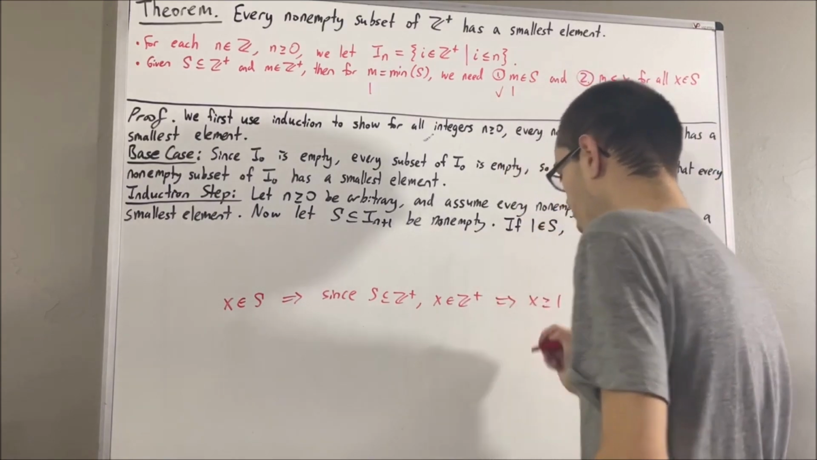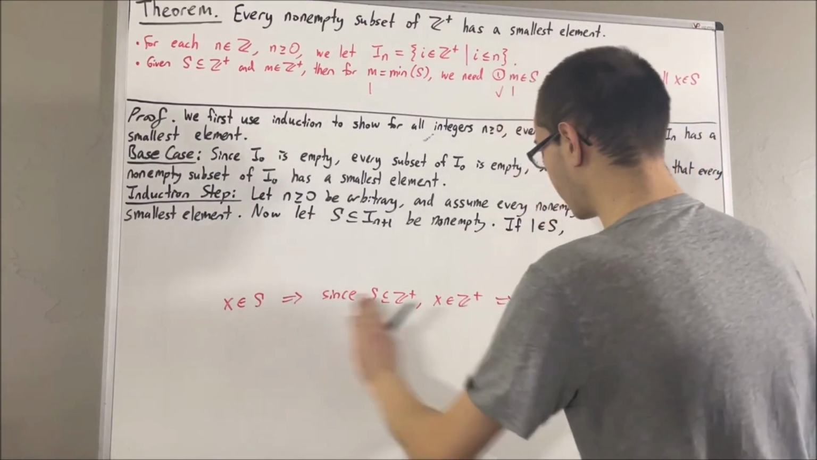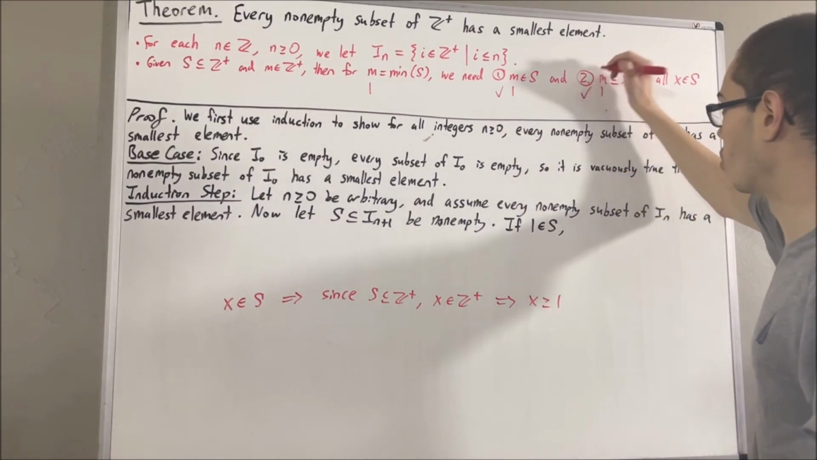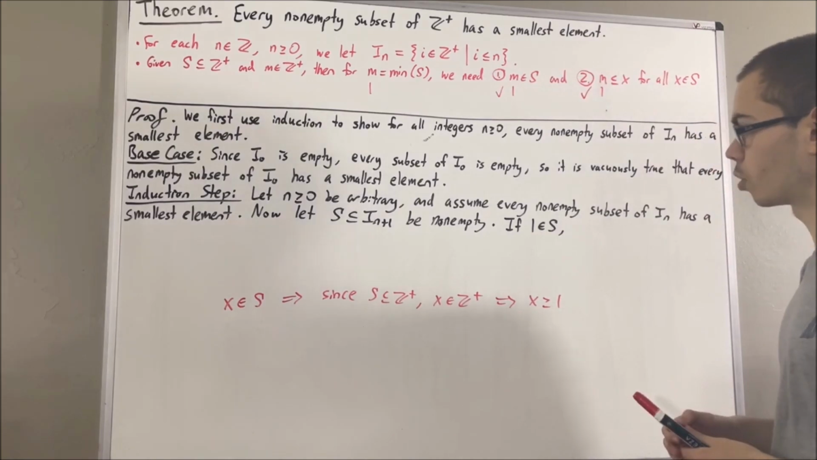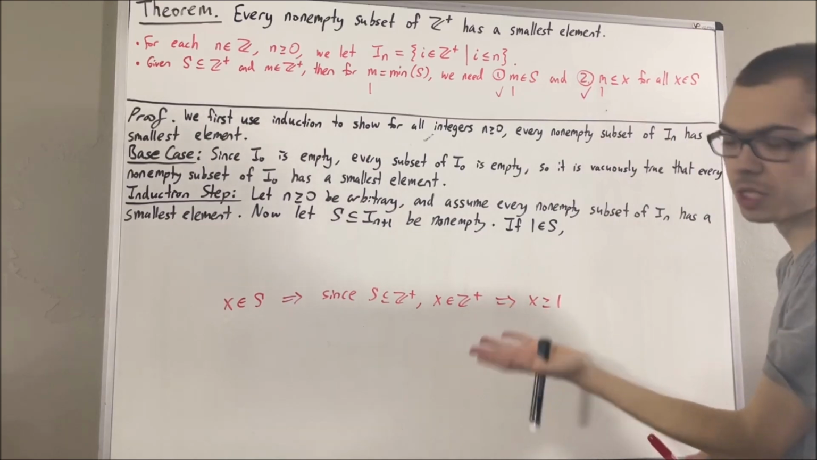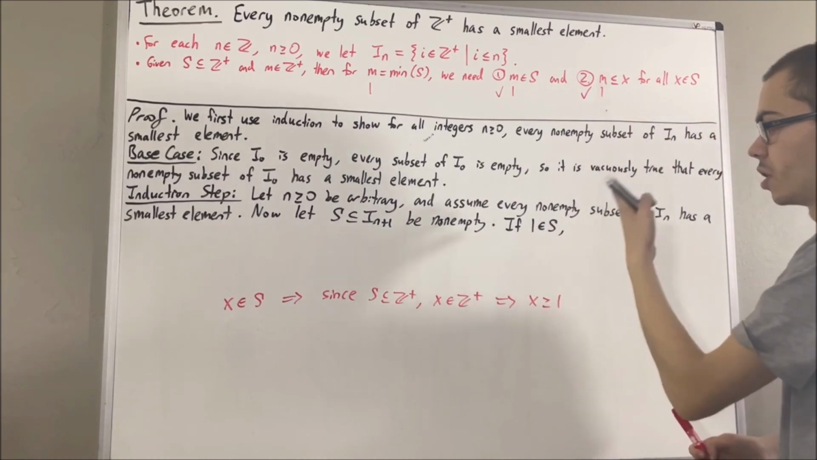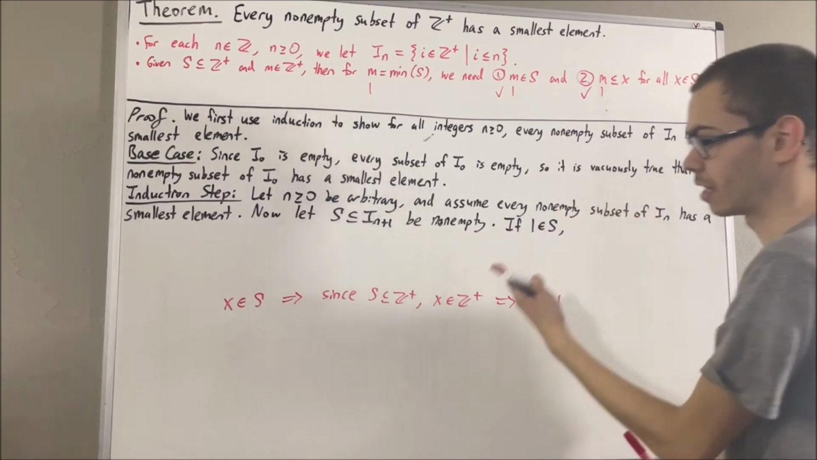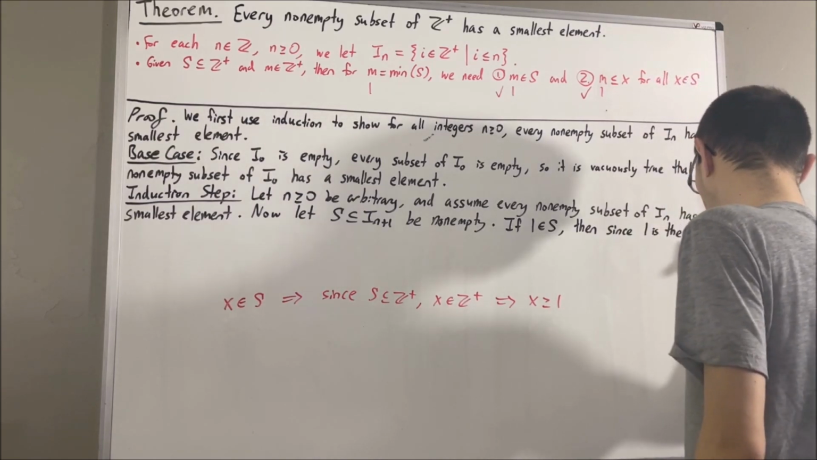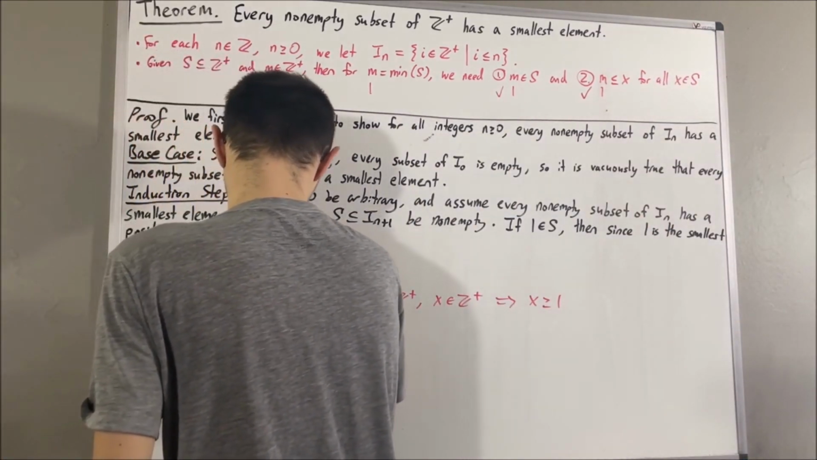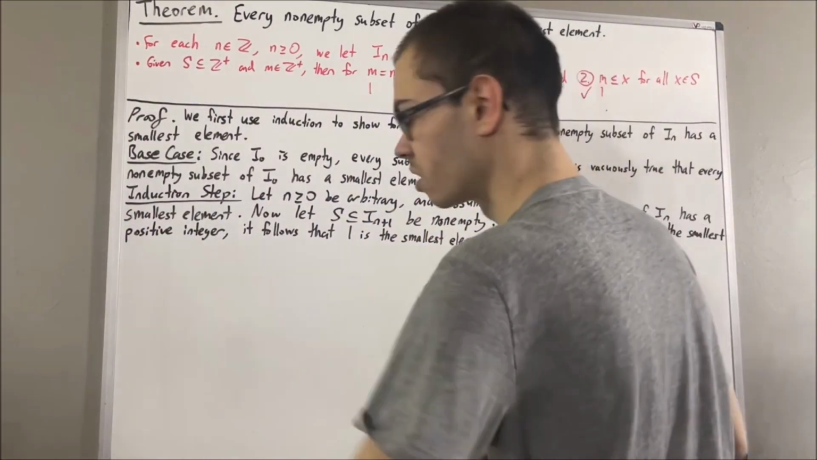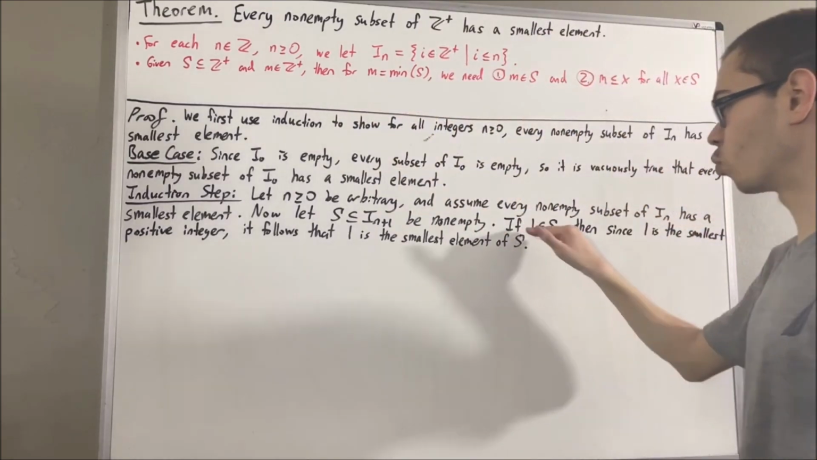But every positive integer is greater than or equal to 1, so x must be greater than or equal to 1. So this shows if x is any element of S, then x is greater than or equal to 1, which is exactly what we wanted. So the second condition would hold as well. Really, this second condition follows from the fact that the smallest positive integer is 1. So 1 is indeed the smallest element of S in this case. So this completes the case where 1 is an element of S.